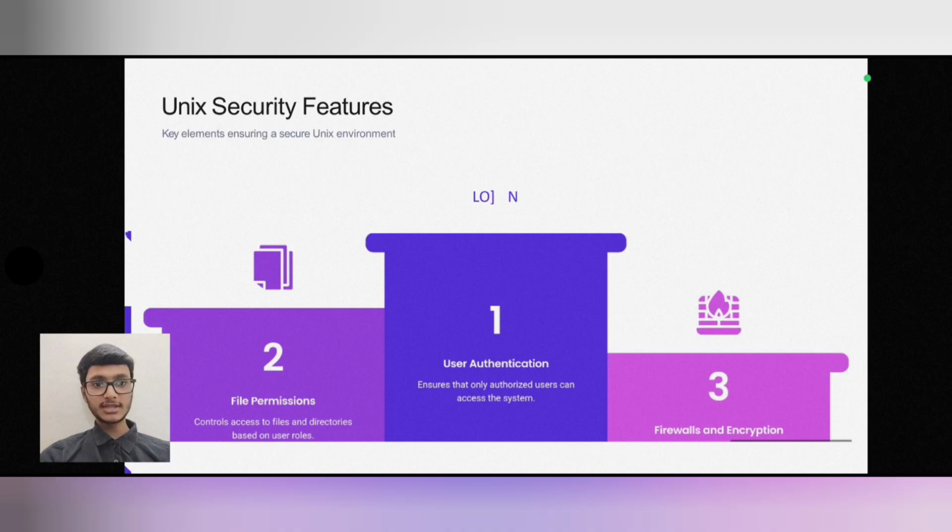Unix security features are file permissions, user authentication, and firewalls and encryption. File permissions control access to files and directories based on user roles. User authentication ensures that only authorized users can access the system. Firewalls and encryption are used for protection and security of Unix systems.